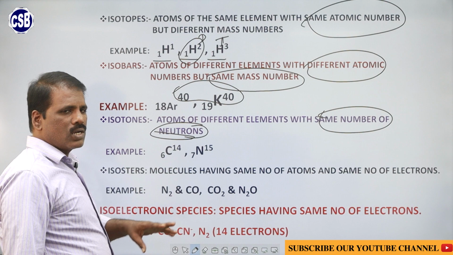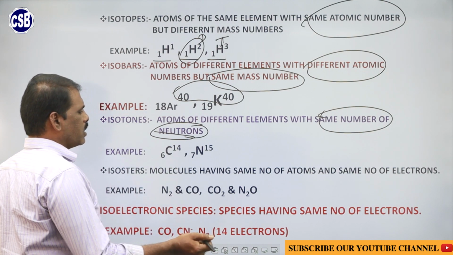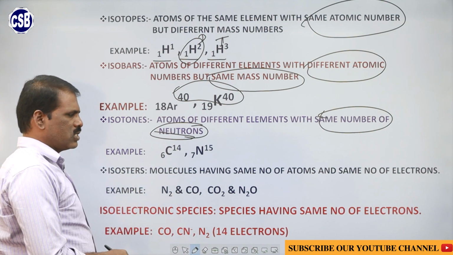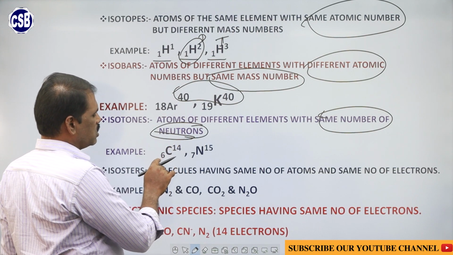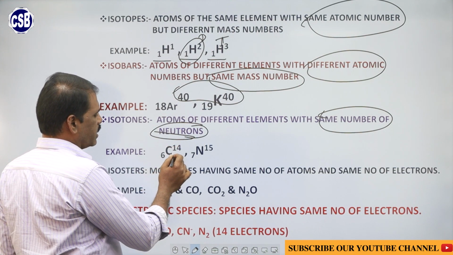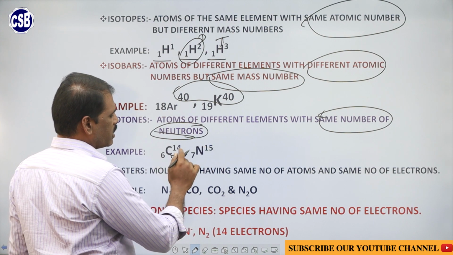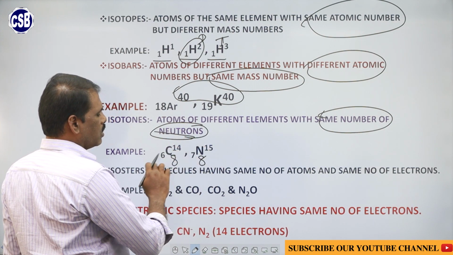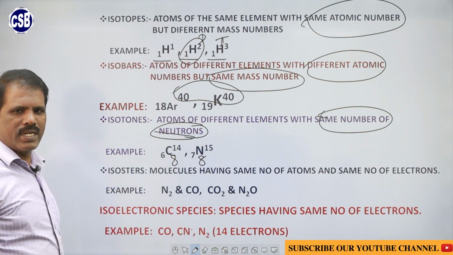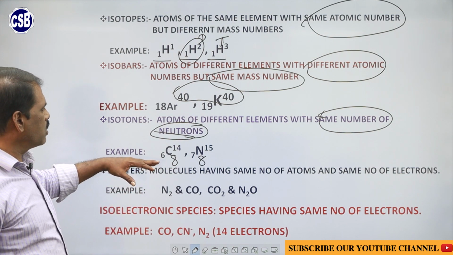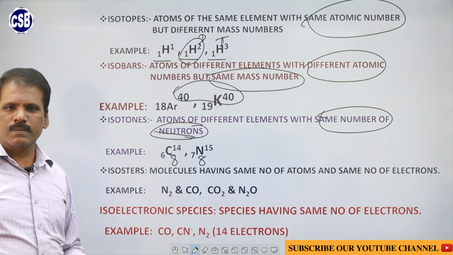But the number of neutrons should be the same. How will you calculate the number of neutrons? N is equal to A minus Z. So here it is A and this is Z. 14 minus 6 is 8. So here 15 minus 7 is also 8. So in both the cases the number of neutrons are 8. So they are having the same number of neutrons. So they are the examples for isotones.